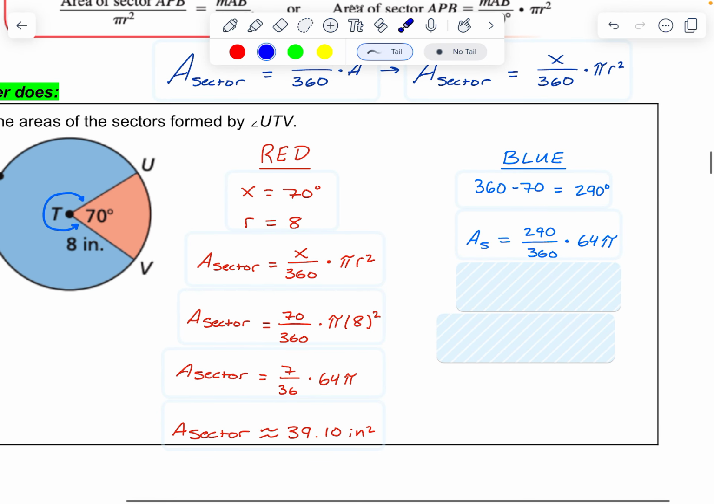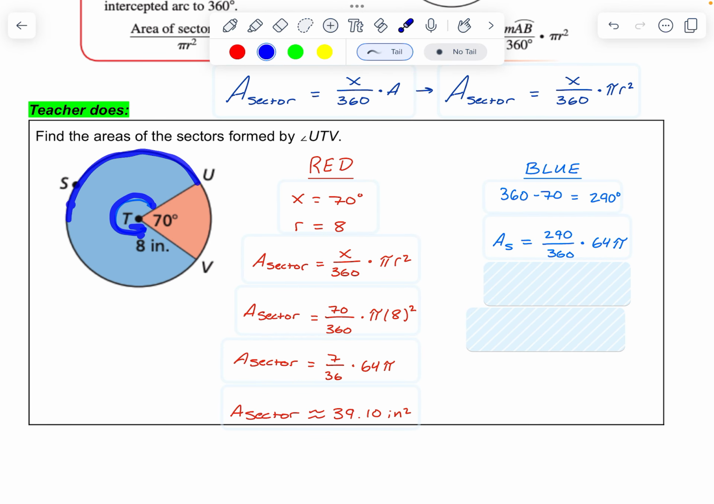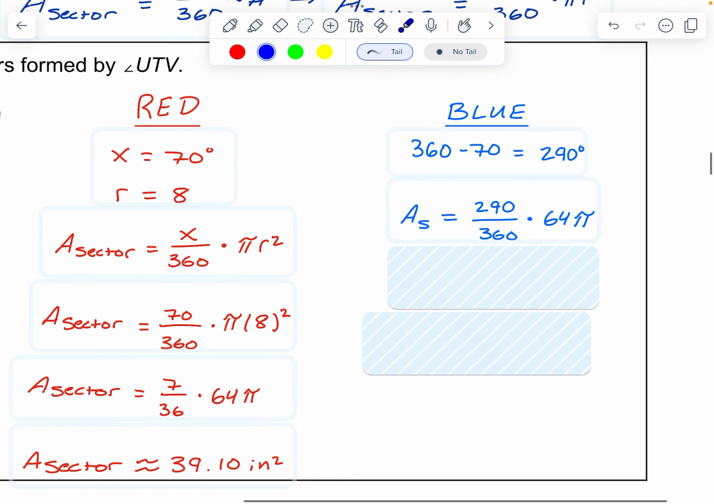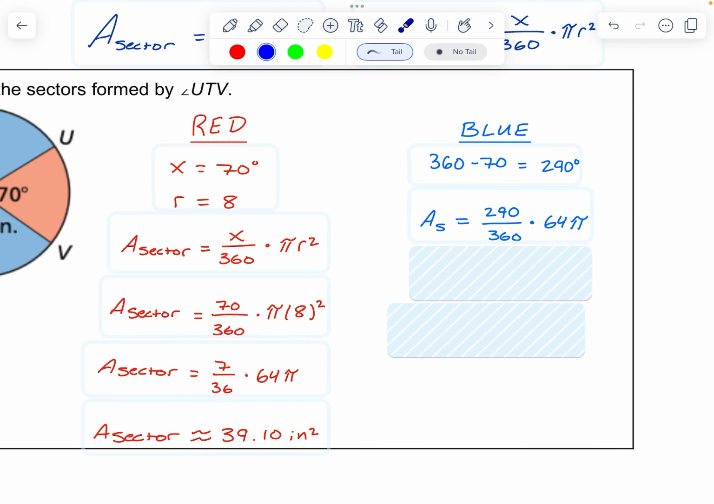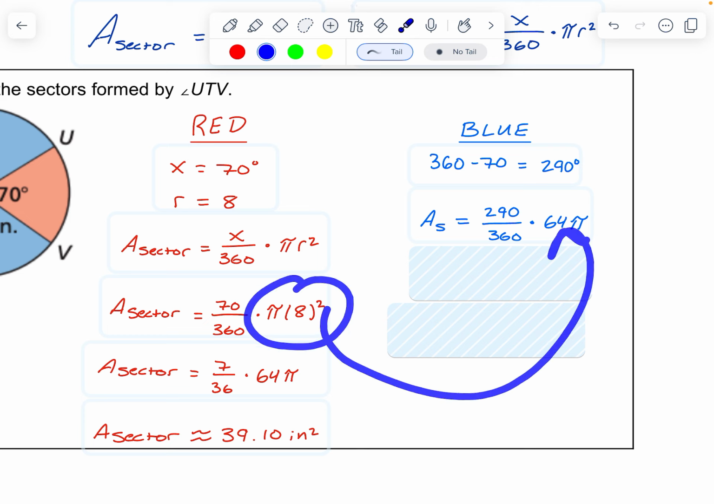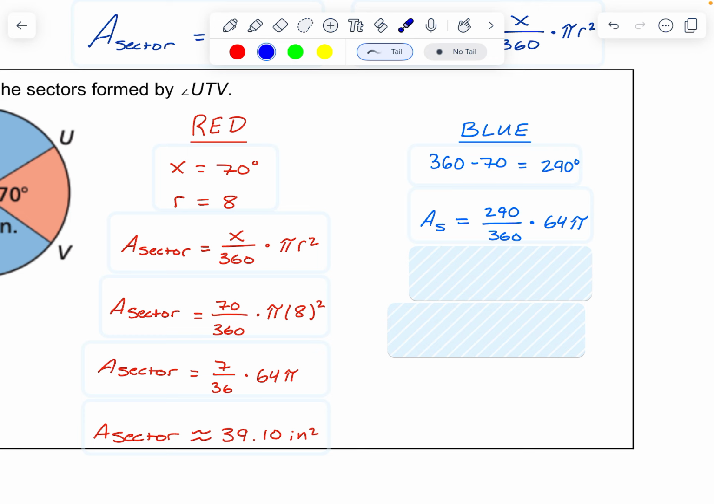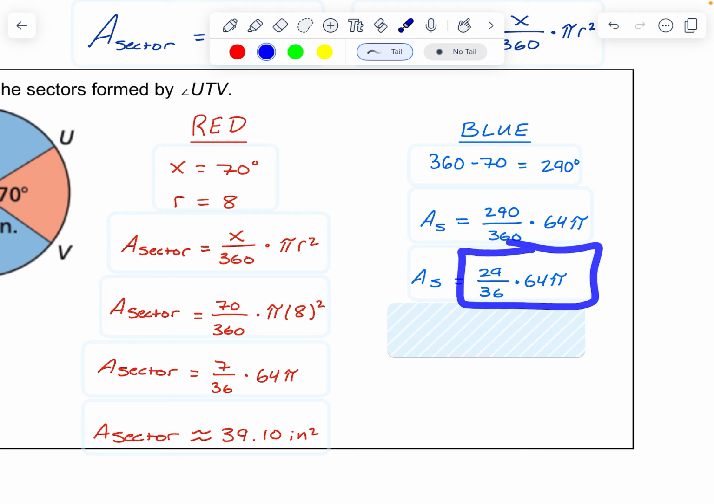The area of that sector with an arc measure of 290 still has the same radius, right? So we can still use 64 pi because it still has a radius of 8. So if I want to go through and write pi times 8 squared and then get 64 pi, that's fine. But I already know what the area is. I can just substitute it. 290 over 360, that's 29 over 36 times 64 pi.